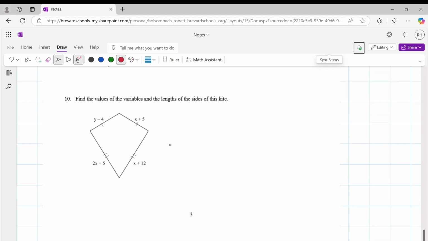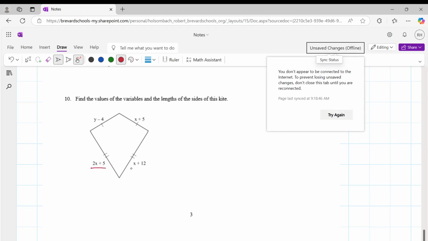All right, problem number 10. Find the values of the variables and the lengths of the sides. So these two top sides are congruent, two bottom sides are congruent. Now, you've got a y plus 4 up here and you've got an x plus 5. Don't start there. Start with the expressions that have the same variables in them.